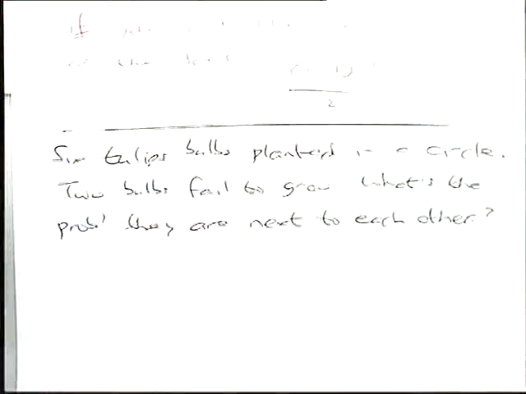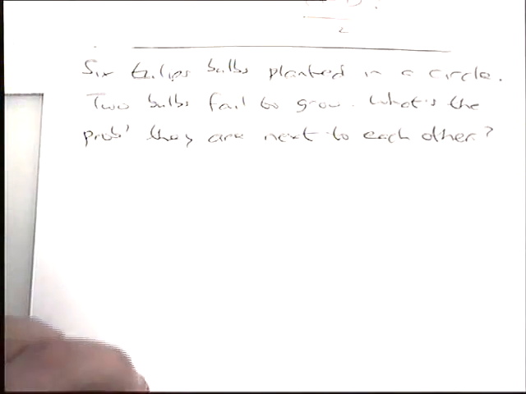6 tulip bulbs planted in a circle. 2 bulbs fail to grow. Poor gardener. What's the probability they are next to each other?